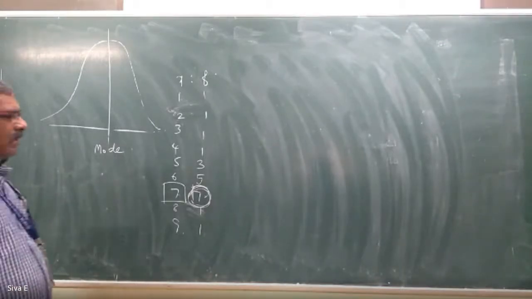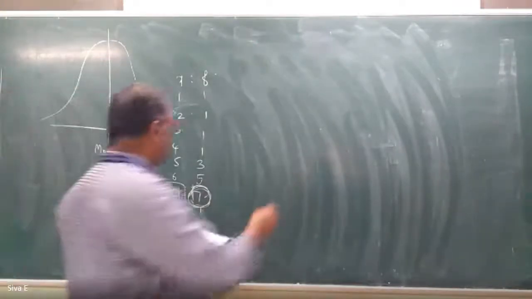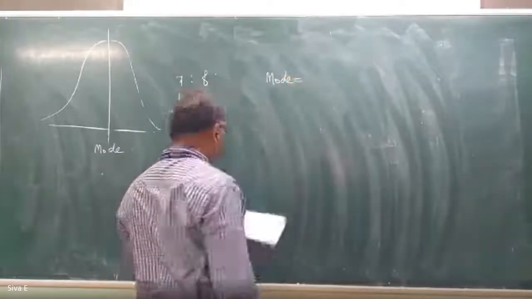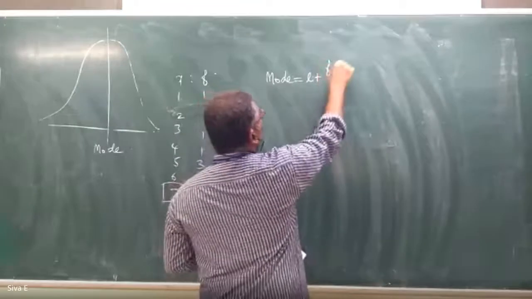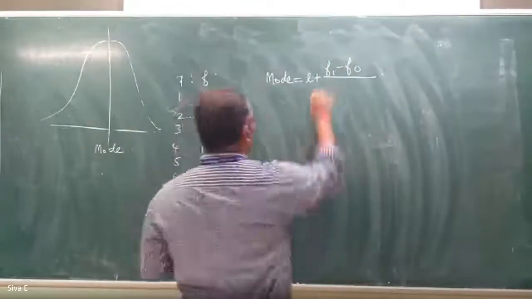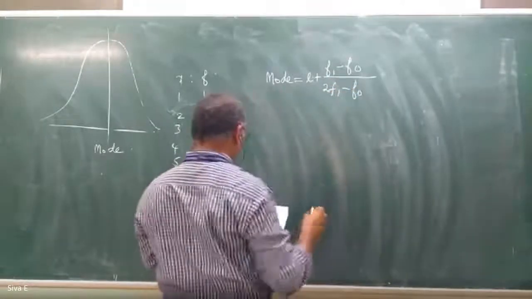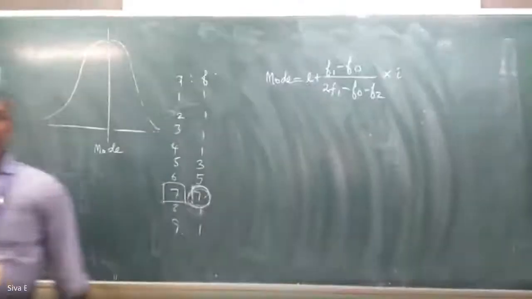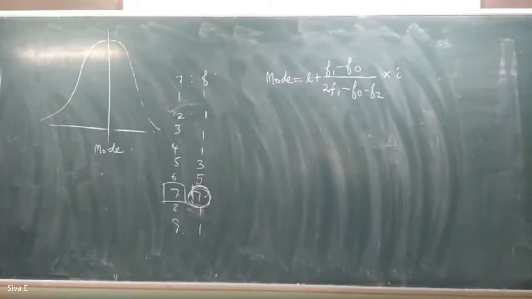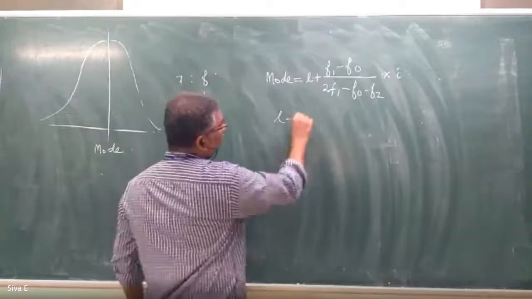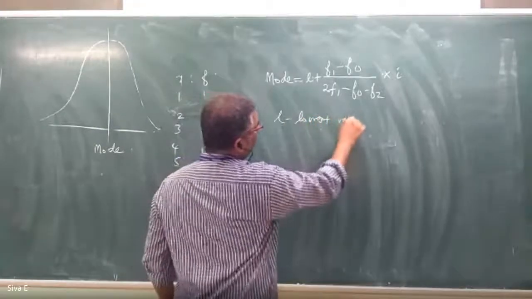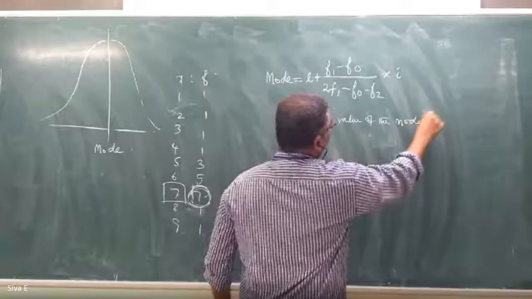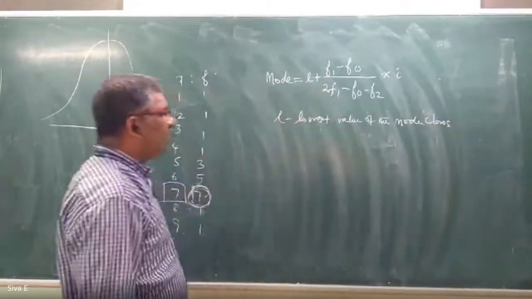Only for continuous type data do we need to concentrate on this. A very simple formula is there for continuous type data. Write the formula: Mode equals L plus (F1 minus F0) divided by (2F1 minus F0 minus F2), into I, where L is the lowest value of the mode class.